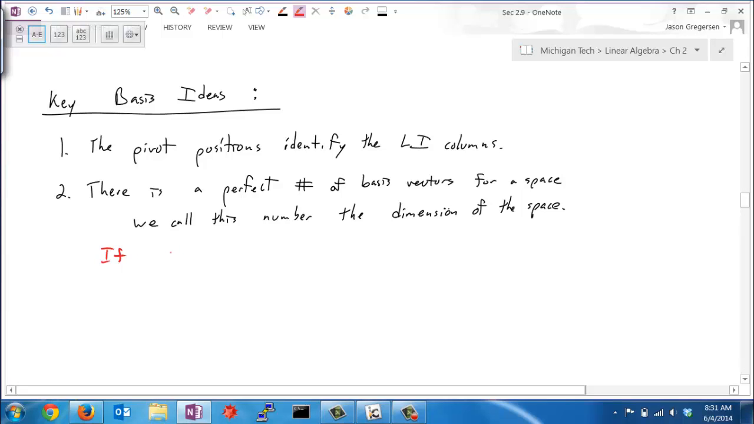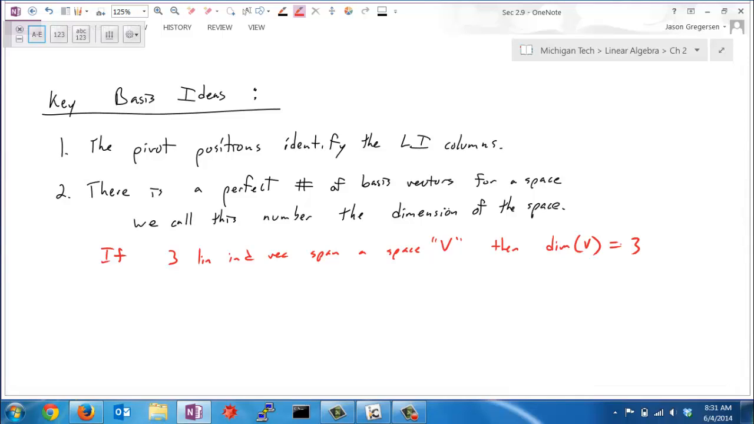So if three linearly independent vectors span a space, I'll call it the space V, then the dimensions of V, and that's how we write it, dim of the space, is equal to 3. In some sense, it's telling us the size of the space. And it lets me compare spaces.